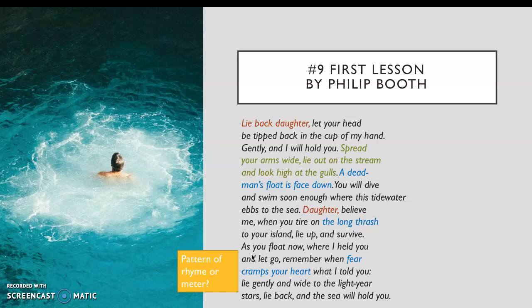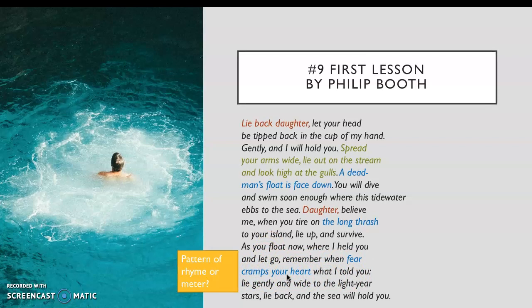He stops talking about an actual swim lesson. He's talking about life, okay? So in swimming and in life, when you encounter trouble, it can be difficult. You might even describe life as a long thrash to your island that you get tired of. He says when that happens, lie up and survive, float. All right? And remember, when things get crazy, when fear cramps your heart, remember to float.